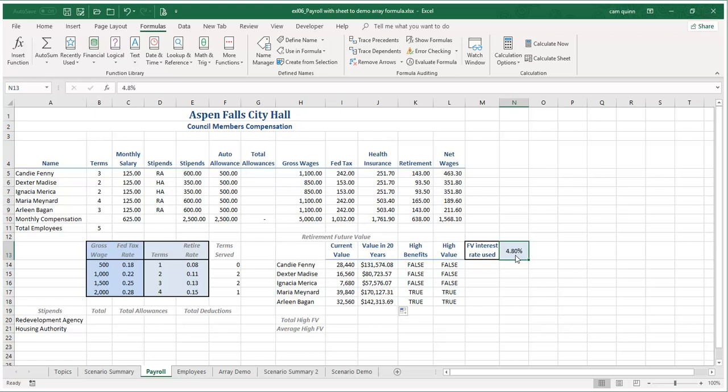Okay. Skill number 8 is array formulas. And for array formulas, I've got a whole bunch of stuff in here. You can see I've got a thing here called array demo. I'm not even going to bother with it because it's just not something we do that often.